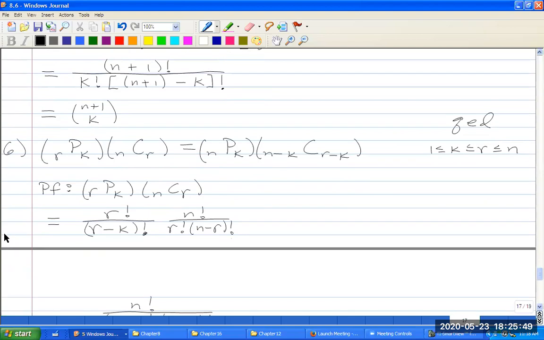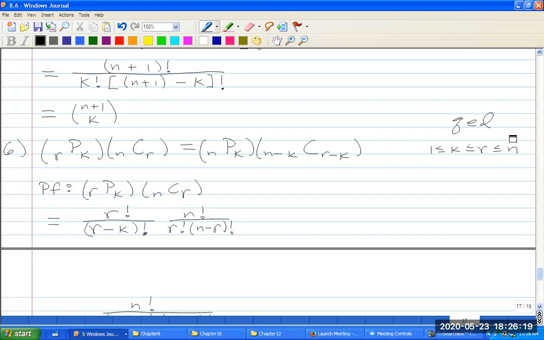Okay. So how do permutations and combinations multiply? And so I have rPk times nCr is nPk times n minus k Cr minus k, for 1 less than or equal to k, less than or equal to r, less than or equal to n.